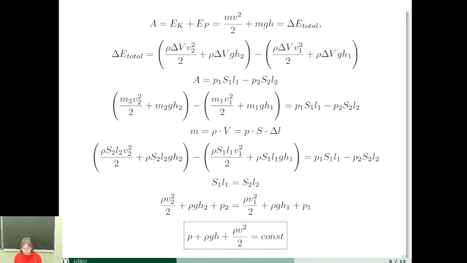Bernoulli's equation proves that the total pressure is conserved along the tube of current during steady state flow of a perfect or ideal fluid.